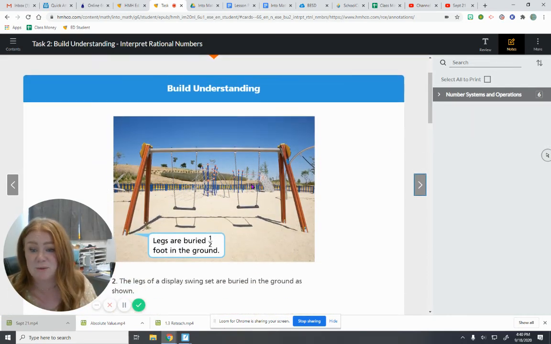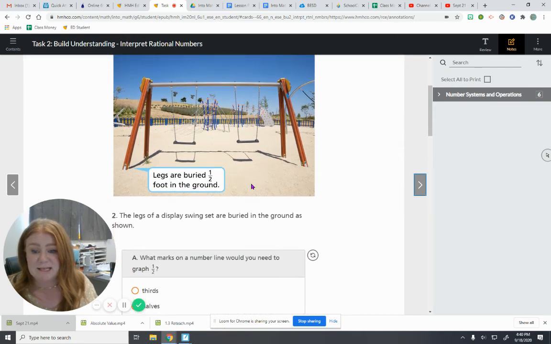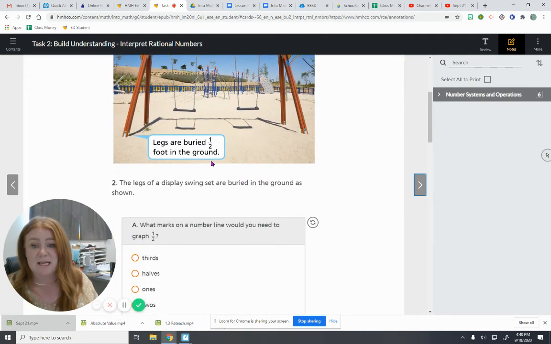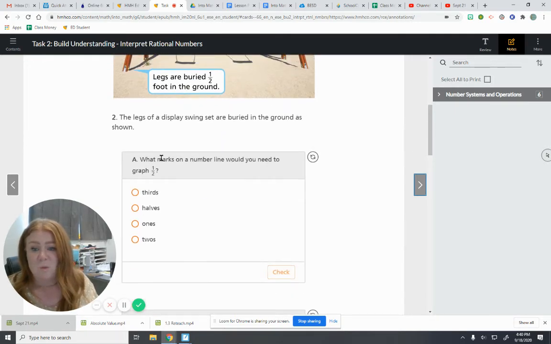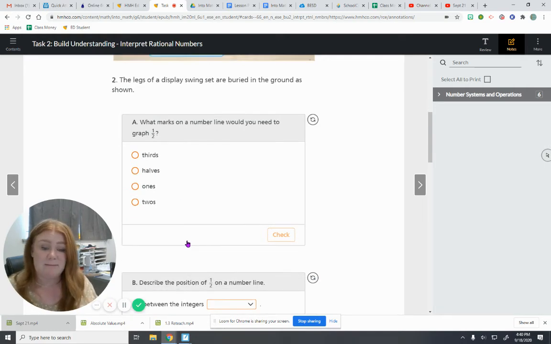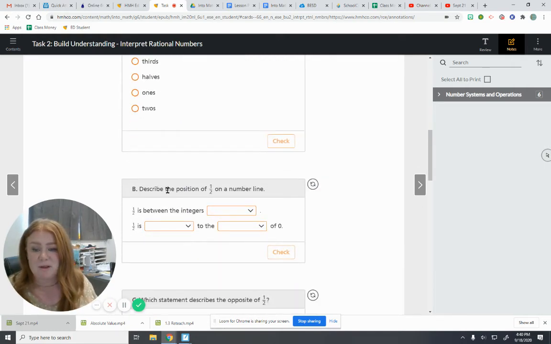Okay, task 2 here today has this swing set here, and it tells us that the legs are buried half of a foot in the ground or 6 inches down into the ground. So we can see that here. What marks on a number line would we need to graph a half? So if we were just going every half of a foot, we would want to use that denominator here, the half, to mark up our number line. So now we're going to look at a half on a number line.